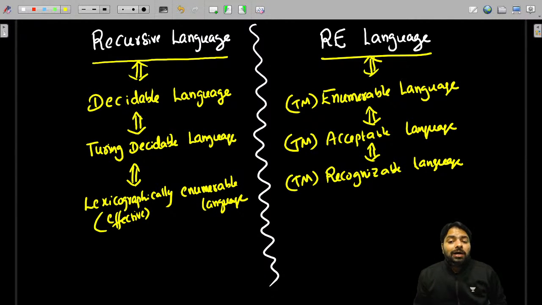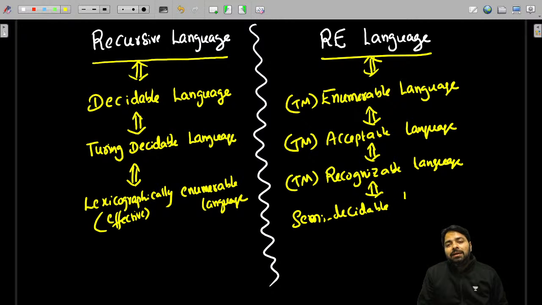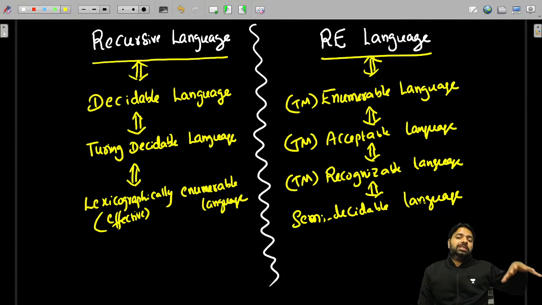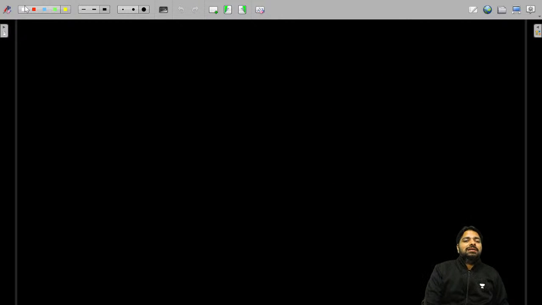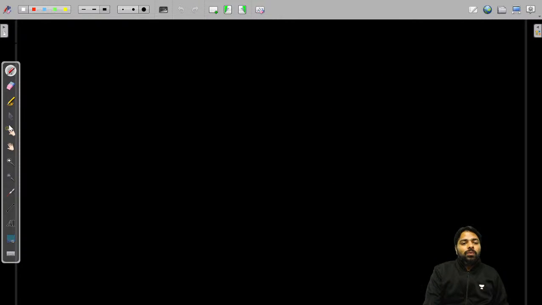Even there is another name, guys, I forgot to tell you: semi-decidable. That is a very, very important one. Semi-decidable language is another name of RE language. Semi-decidable, partially decidable, you can say that. Everybody, if you look at the relation, every decidable is semi-decidable. Remember the relation. Let me talk about some important relations that you may require to know.